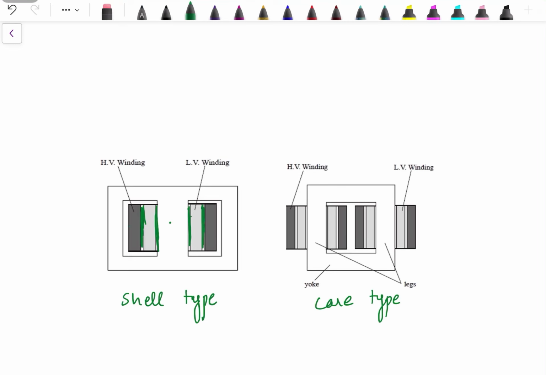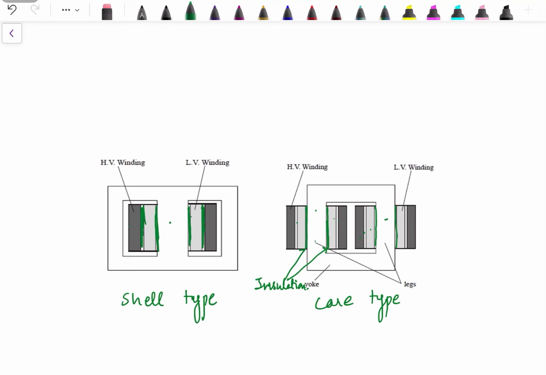While in case of core type, we have the core on which the winding is placed. So we have insulation, followed by low voltage winding. The light colored winding is low voltage, then high voltage. So this is on one limb, and on the other limb again we have the same type of representation. Insulation, then low voltage winding, again insulation, then high voltage winding.